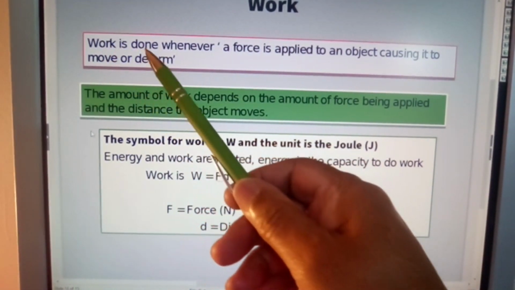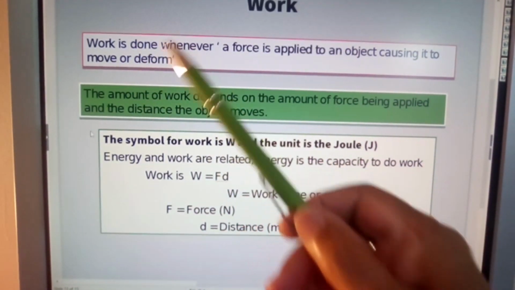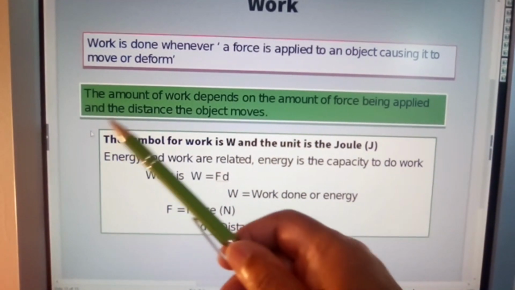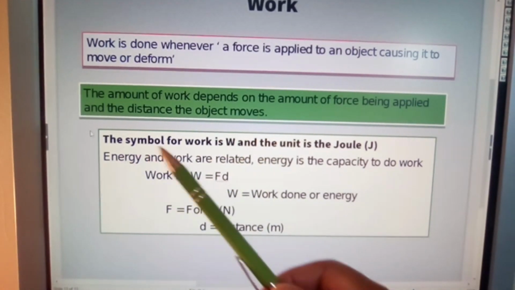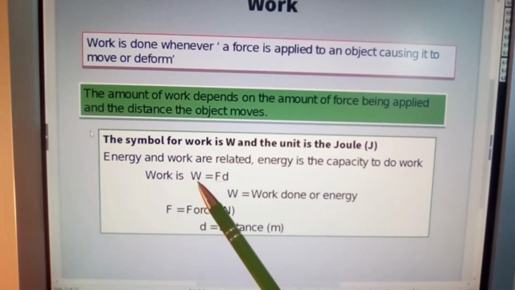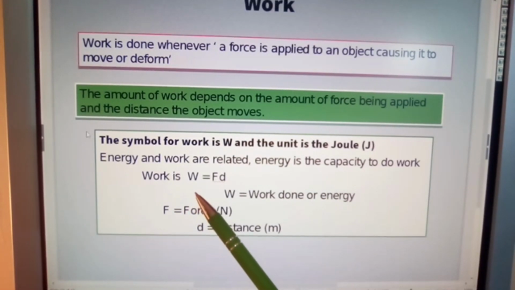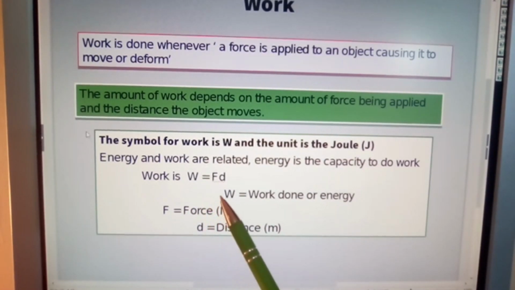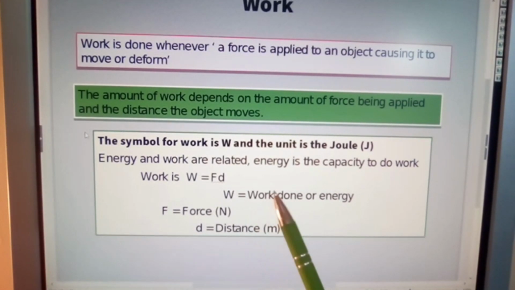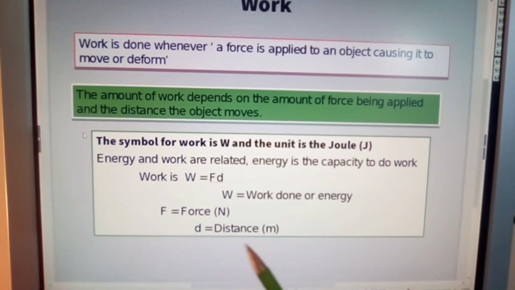Work is done whenever a force is applied to an object, causing it to move or deform. The amount of work depends on the amount of force being applied and the distance the object moves. The symbol for work is W and the unit is the joule. Energy and work are related. Energy is the capacity to do work. Work equals FD, where W is work done or energy, F is force in newtons and D is distance in meters.